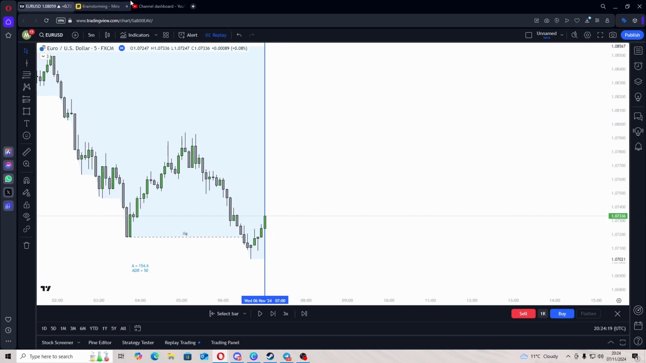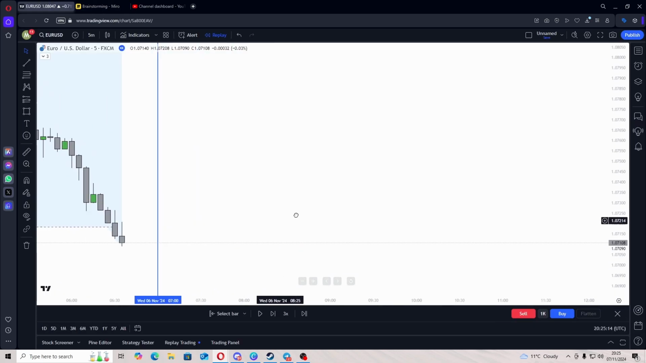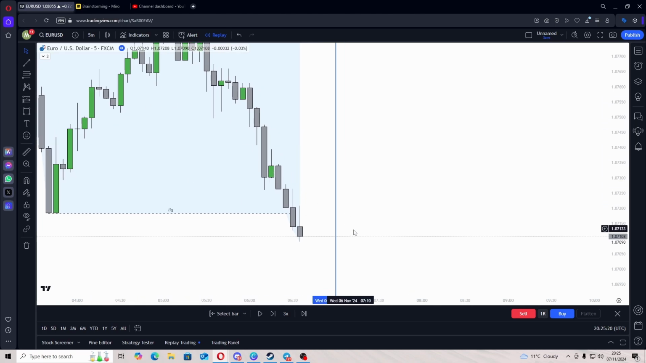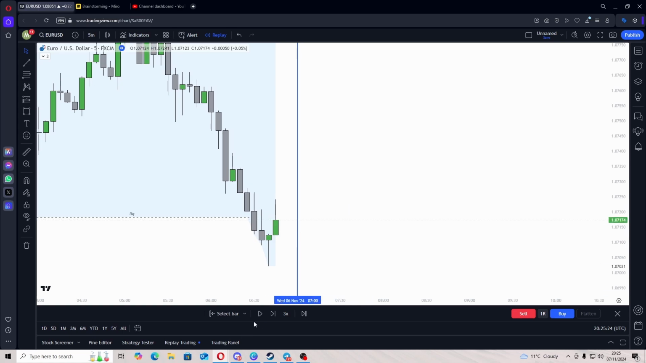Now what we're looking for in the market is a market structure shift with an engulfing candlestick. Okay, this is exactly what we're looking for. All right, so the engulfing candlestick just makes our entry way more confirmed and better. But if you don't find an engulfing candlestick, it's not the end of the world. You can still enter. Okay, so now what we're looking for is actually a market structure shift.